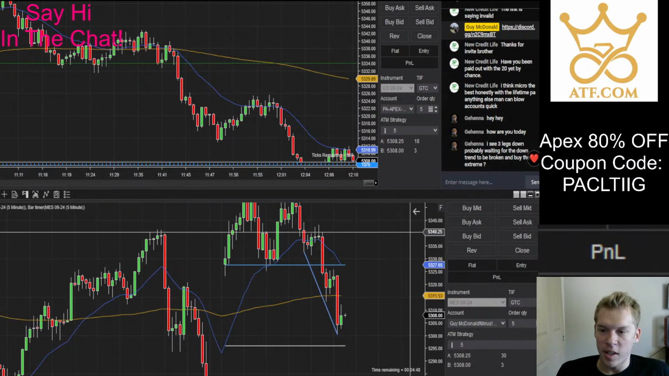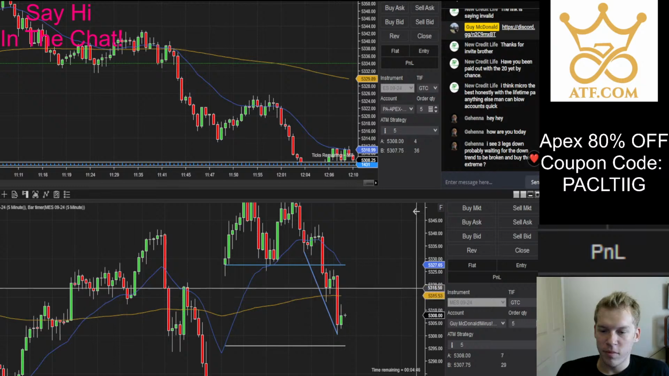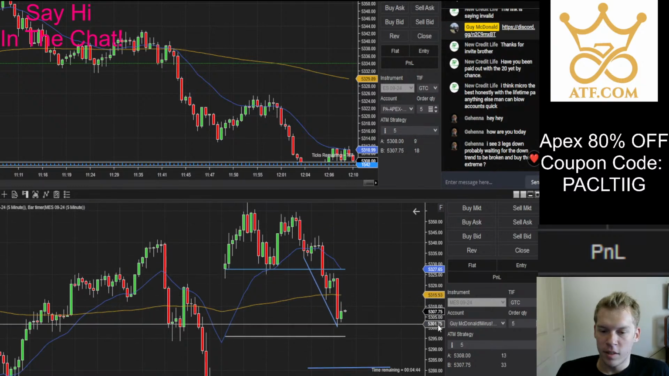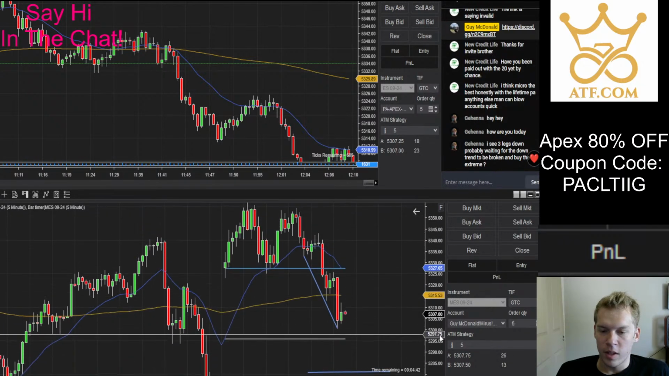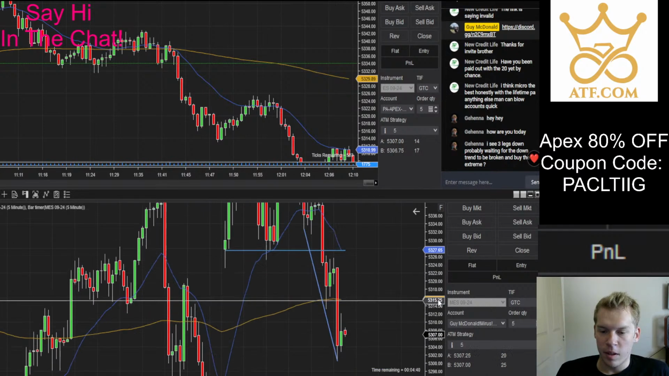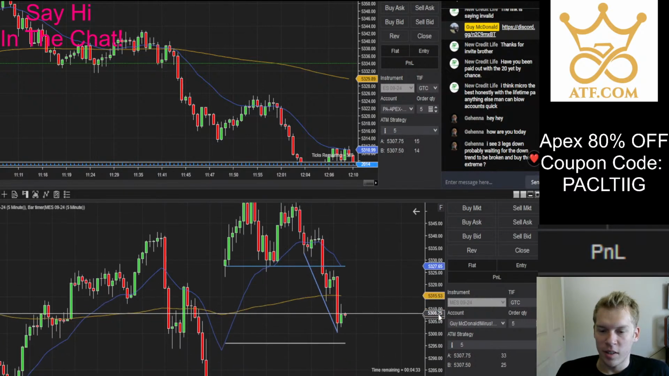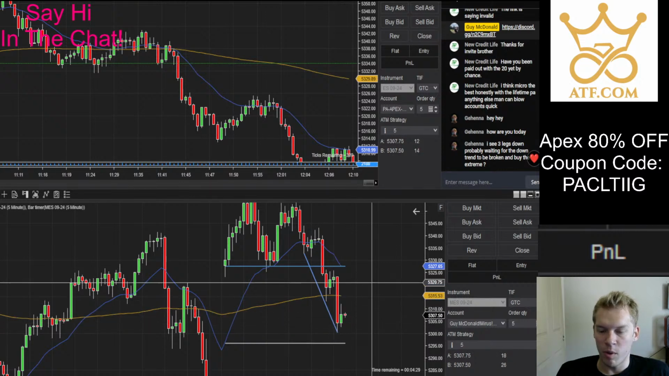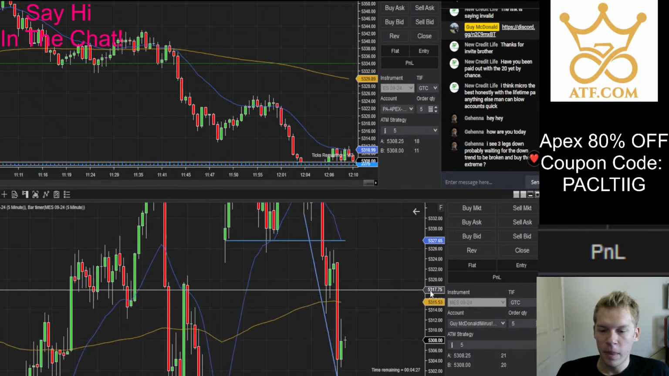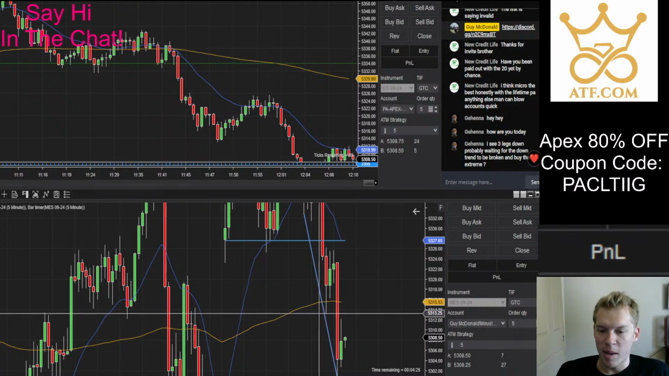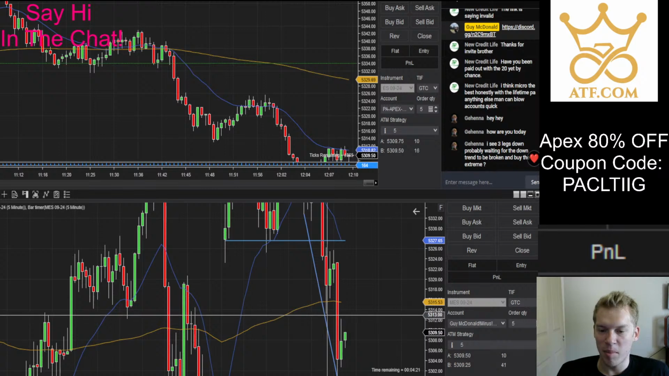Yeah, I mean, that's an idea to do that. So what I'm seeing here, there's kind of conflicting evidence. We do have this wedge, which is more of a reversal pattern, but then we also have this gap. So this low and this high did not overlap, which is a bearish sign.